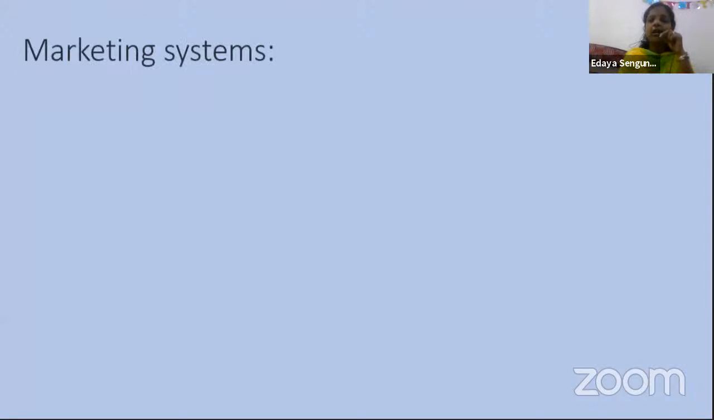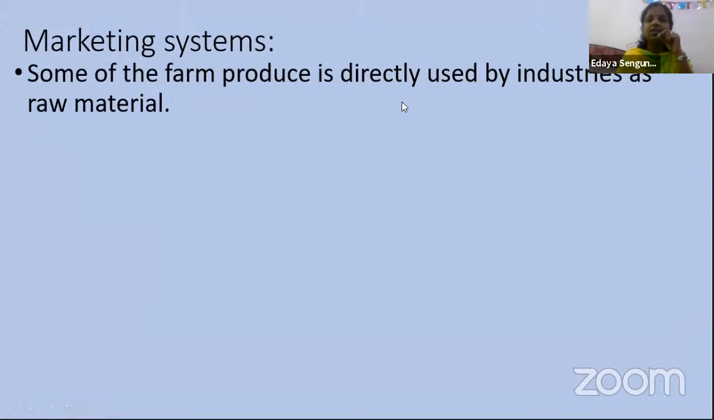Okay, good. Now, some of the farm produce is directly used by industries as raw material, and every agricultural product is not used by the public directly for having food. Few agricultural products are used as raw material by industries. For example, sugarcane is used in sugarcane factories to produce sugar. So all the sugarcanes are not directly sold to the customers. Some of them are sold to customers and most of them are given to the sugarcane factories to produce sugar. Similarly, jute, these things are used as raw material by industries.